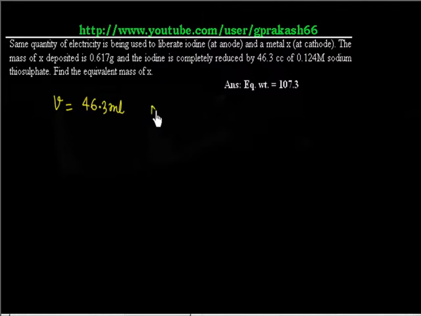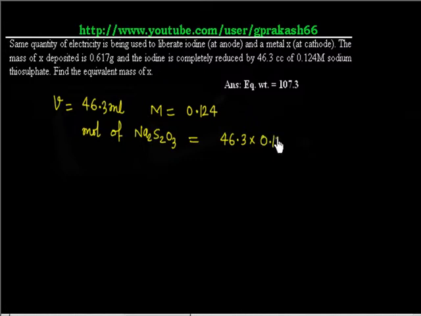And what is the molarity? Molarity is also given, and this molarity is 0.124. So what is the mole of Na2S2O3? The mole of Na2S2O3 is equal to 46.3 multiplied by 0.124. Now this will come in millimole because the volume is in milliliter.